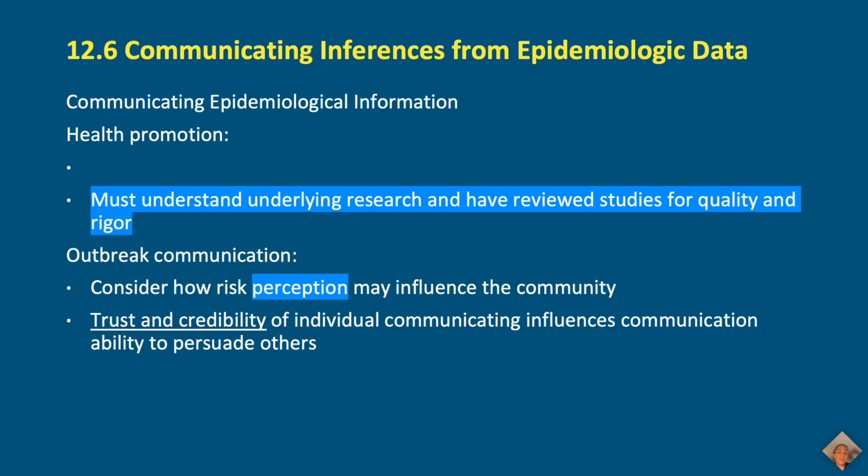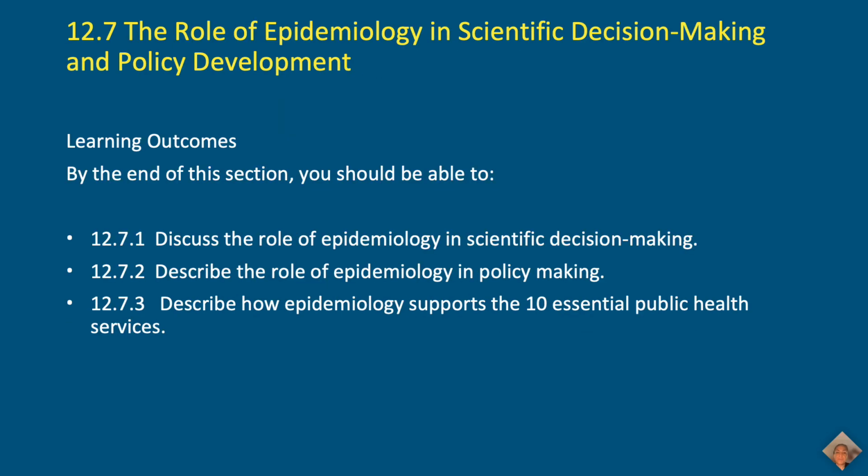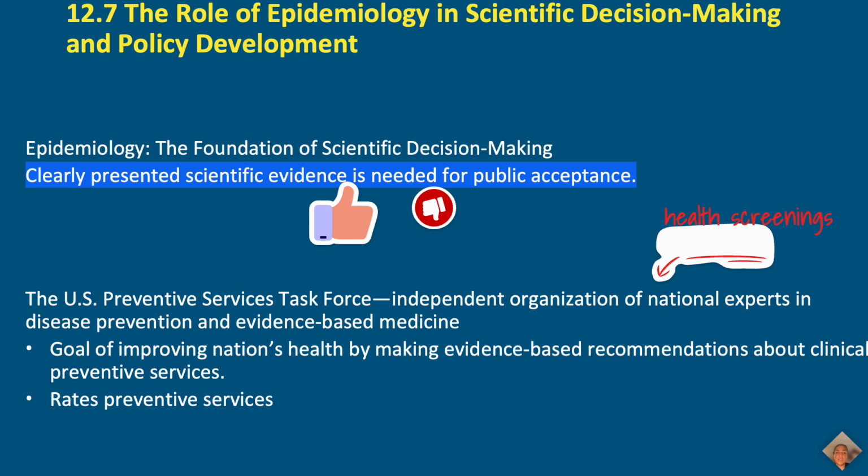And we have to understand how to interpret that as well, and then be able to communicate that to the community. And that's where we have trust and credibility, and we are able to be the people who can inform the public and lead them into safe health practices, or even understand why they're not engaging in them, and just be there for them so that we can hopefully improve their health for the better along the way. So we're going to talk about scientific decision making, policy making, and the 10 essential public health services.